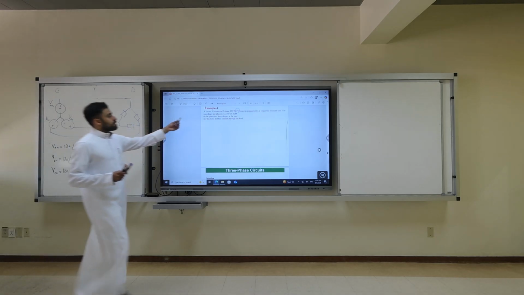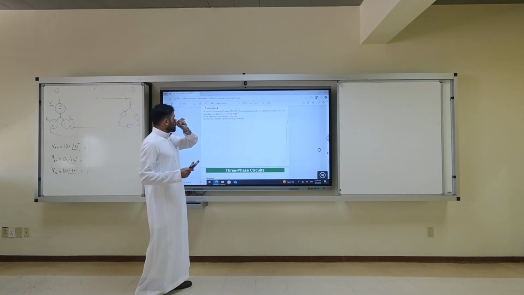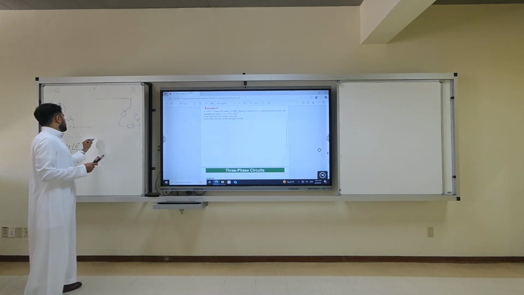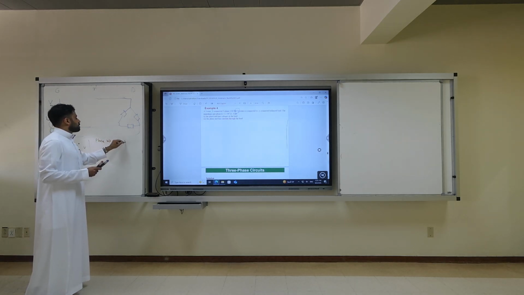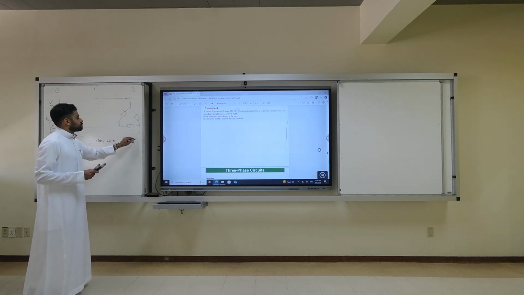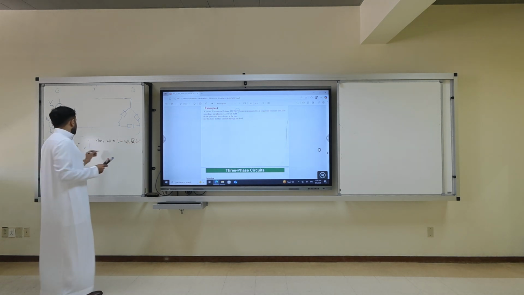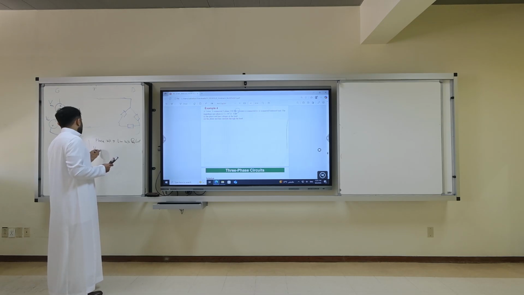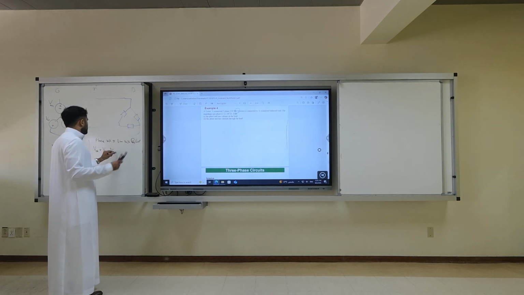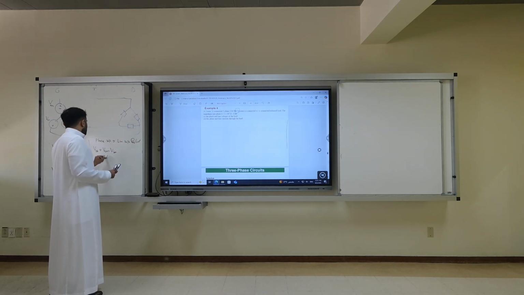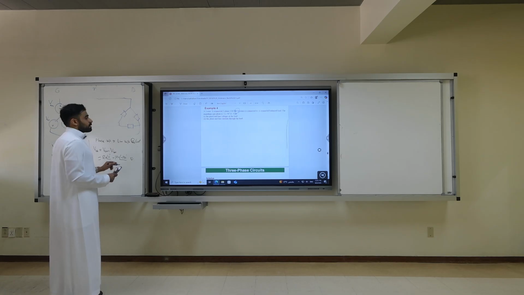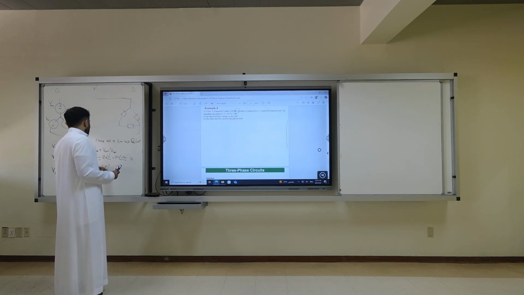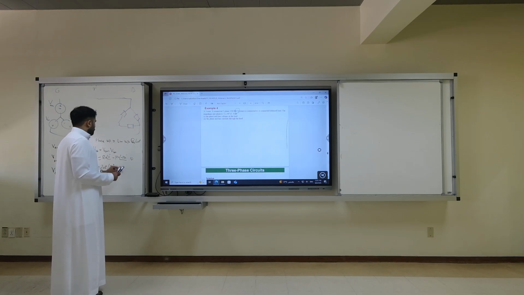So the first part is to find the phase and line voltages at the load. Because the load is delta connected, phase voltage equals line voltage at the load. So at the load, VAB equals VAN minus VBN. If you do it by the calculator, it will be 120 angle 0 minus 120 angle minus 120. The answer will be 208 angle 30 degrees volts.